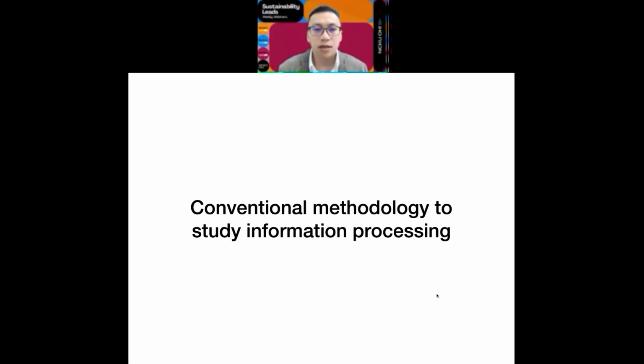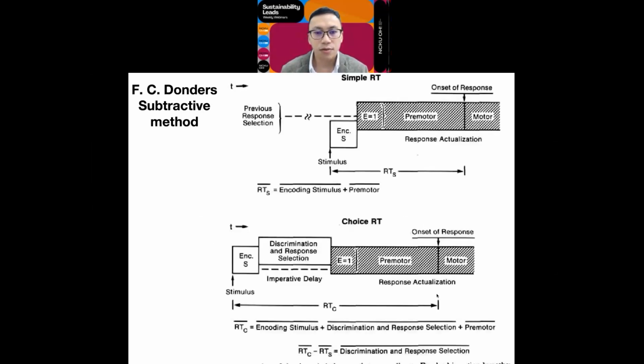Conventionally, since the 1960s, when cognitive science emerged, several conventional methodologies have been proposed to study information processing. The traditional one is the subtractive method proposed by Donders.